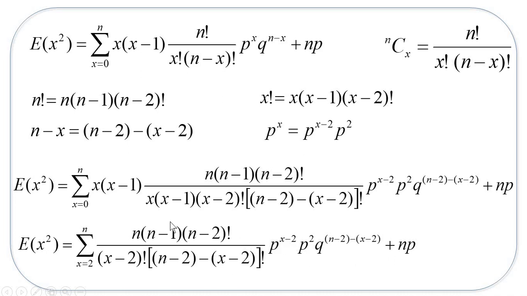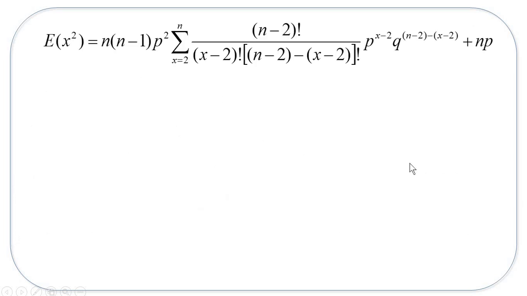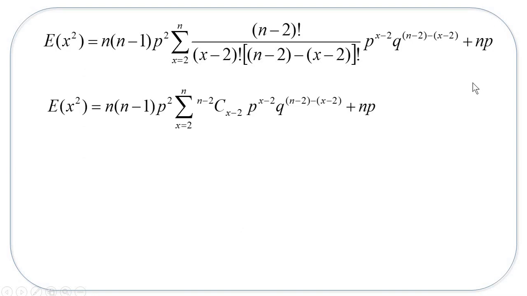Since you are cancelling two terms here, make sure you change the limits of the summation. Here x starts from 2 to n. Previously it was 0 to n. Now bring the constants outside. Here the constant was n into n minus 1 into p square. I have brought that outside, and this particular expression is a combination, n minus 2 C x minus 2.